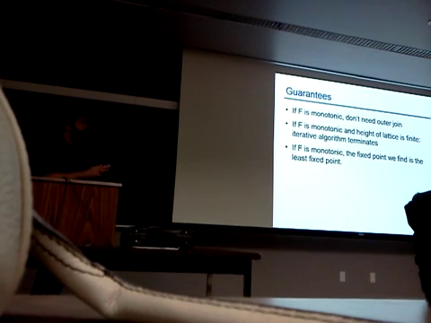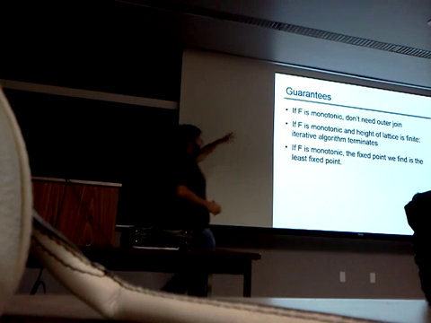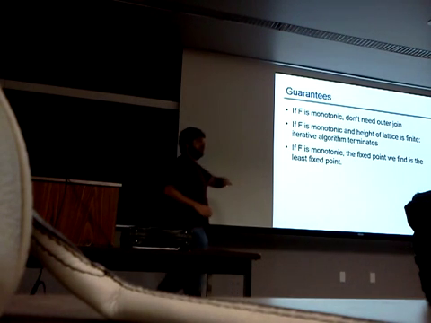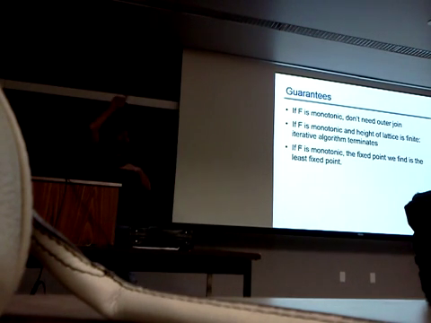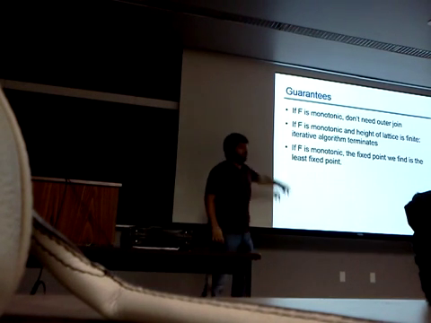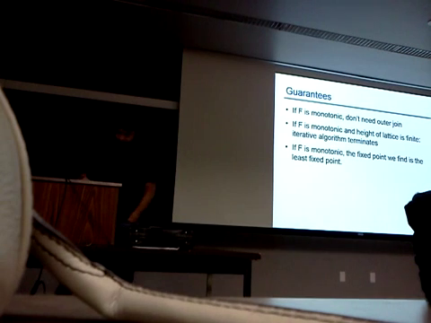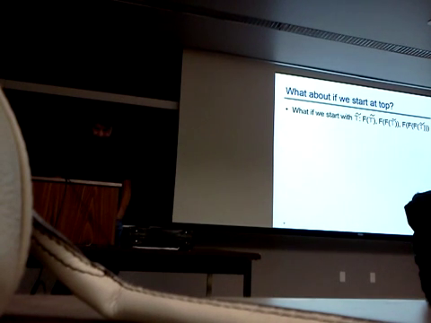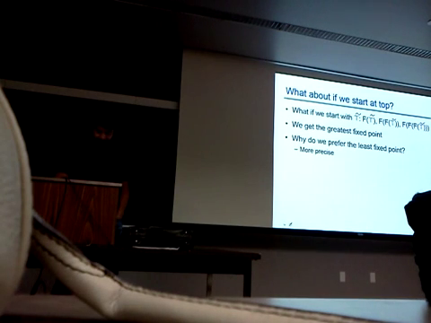So if F is monotonic, we don't need that outer join to make us keep on going up. It's guaranteed that if we start at bottom, we'll keep on going up. If F is monotonic and the height of the lattice is finite, then it terminates because there's only so many steps you can take up. And then we also get the least fixed point. So if we start at top, this is where we get the greatest fixed point.